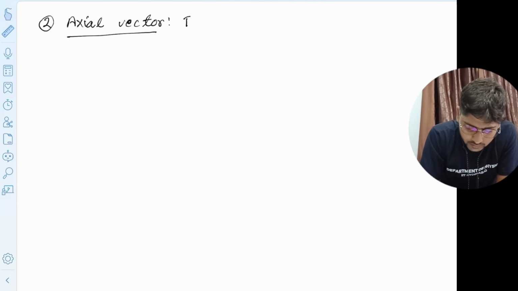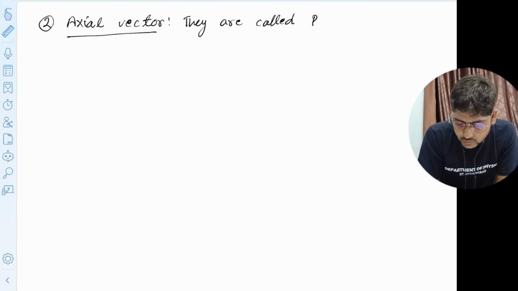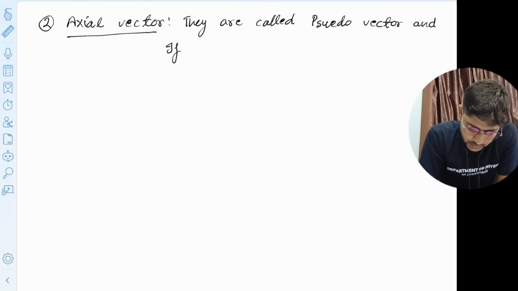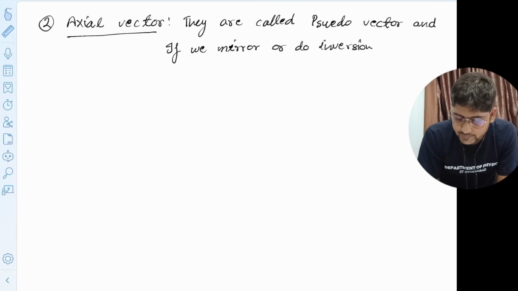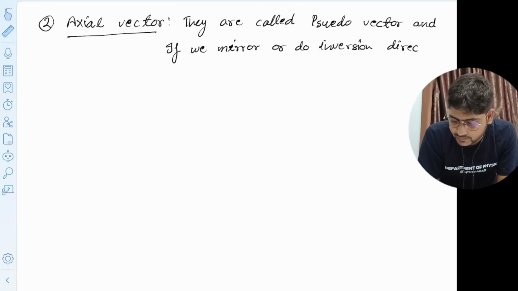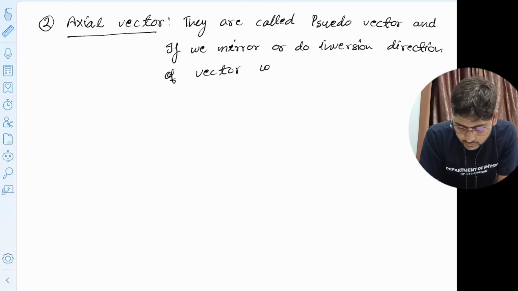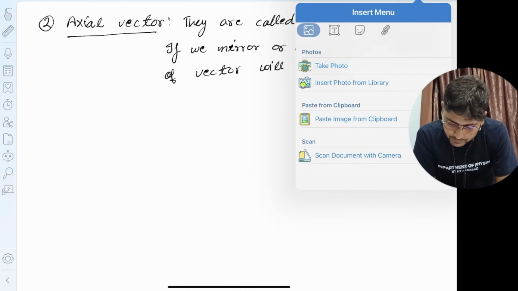So they are called pseudo vector. And if we mirror or do inversion, the direction of the vector will change. I have an image for this purpose.